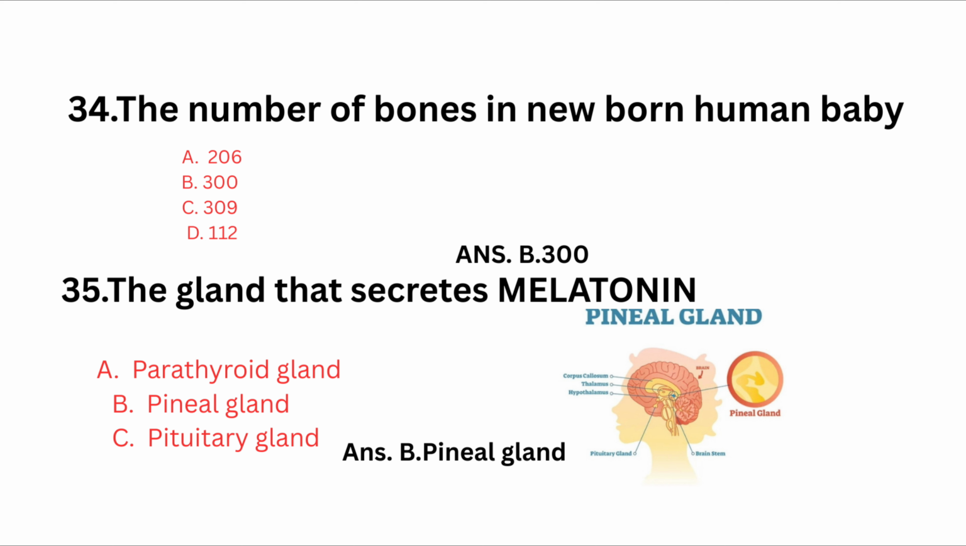34. The number of bones in a newborn human baby. A 206. B 300. C 309. D 112. Answer is 300. I've given this already.